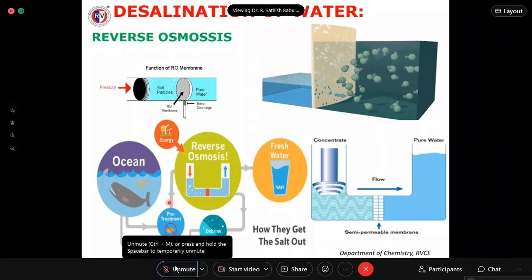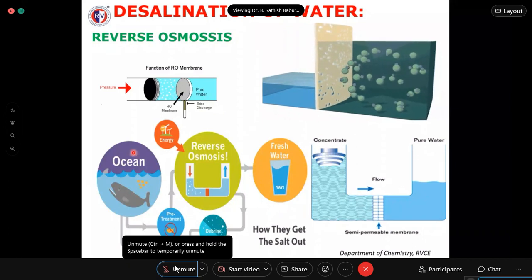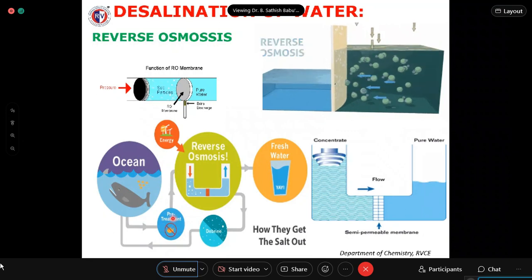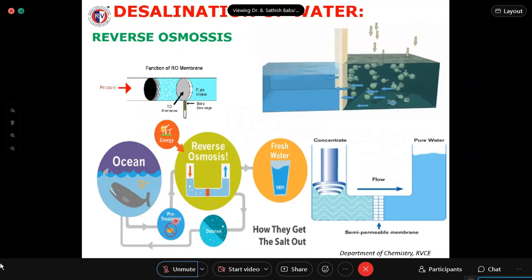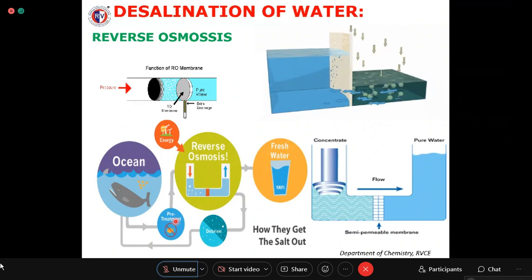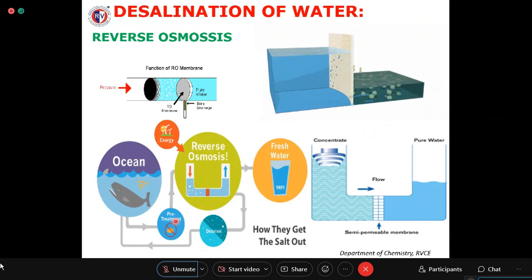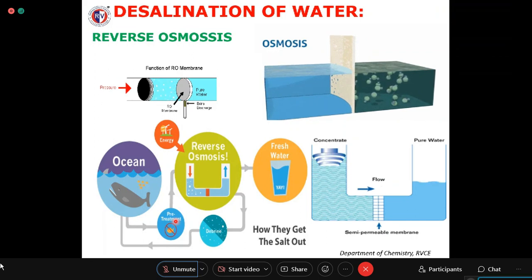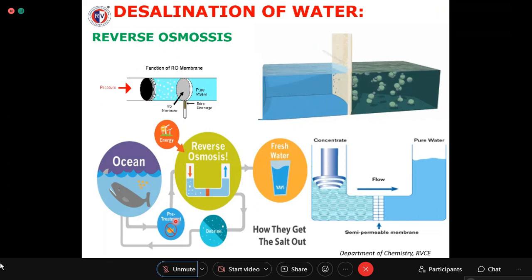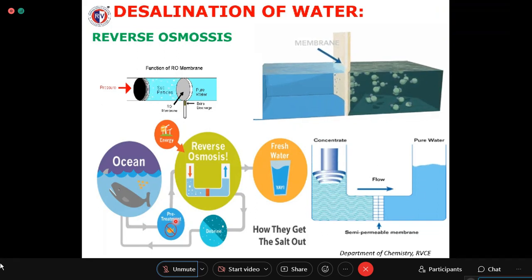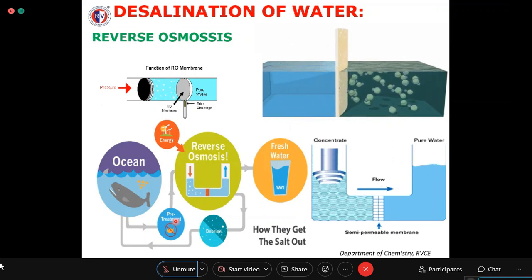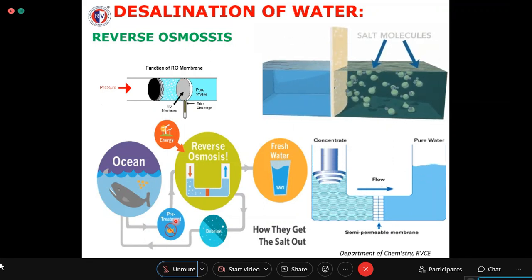See, this is one example shown here. This is the ocean water, and it is subjected to pre-treatment. Why do you have to subject it to pre-treatment? Pre-treatment means what? See, ocean water contains what all things? Bacteria. There will be many impurities which are bigger in size, right? So you can separate them by simple filtration. That is called pre-treatment.